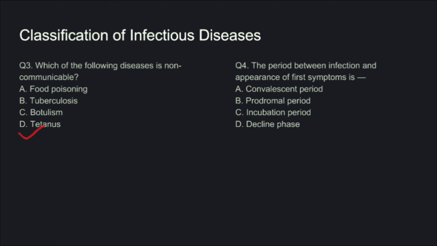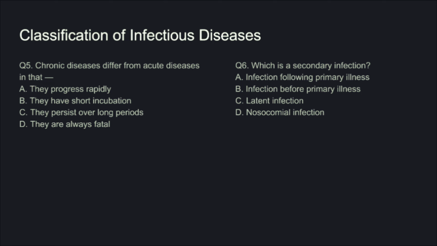The period between infection and appearance of first symptoms is called: A, convalescent period; B, prodromal period; C, incubation period; D, decline phase. So the correct answer for this question is option C, incubation period. Question 5. Chronic disease differ from acute diseases in that.